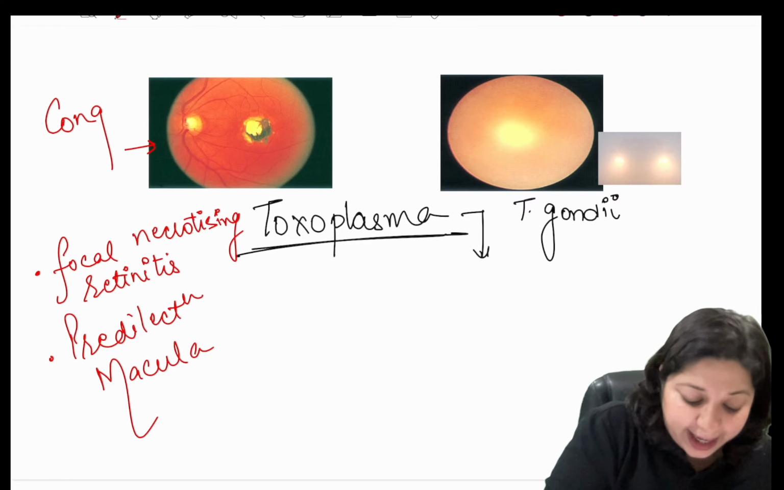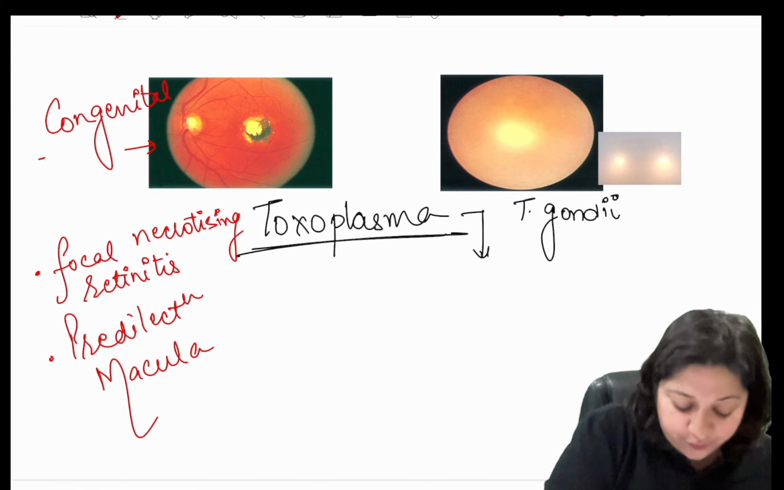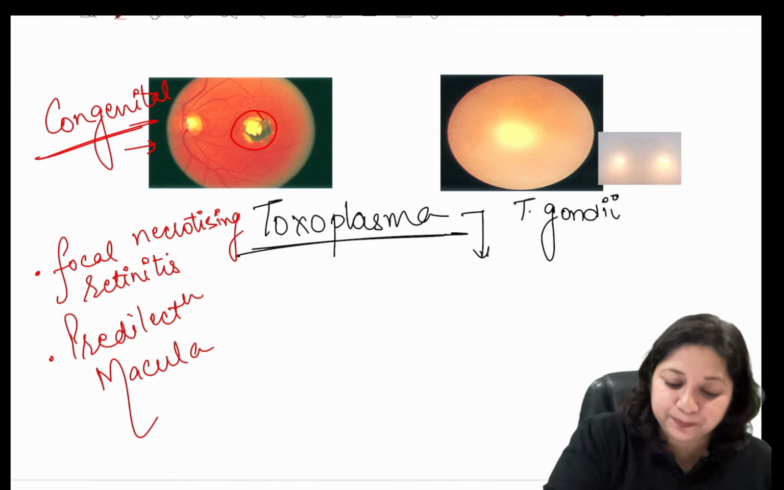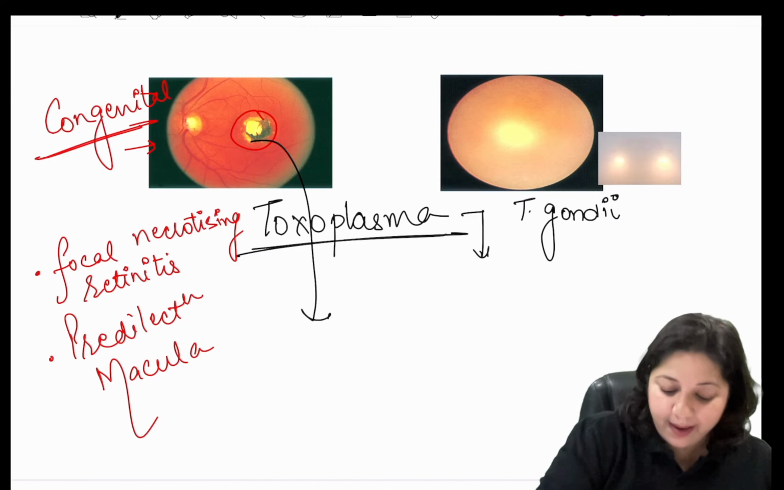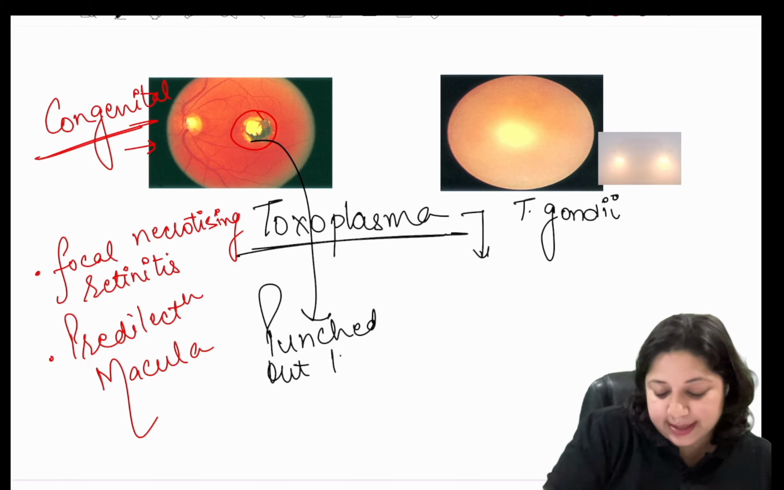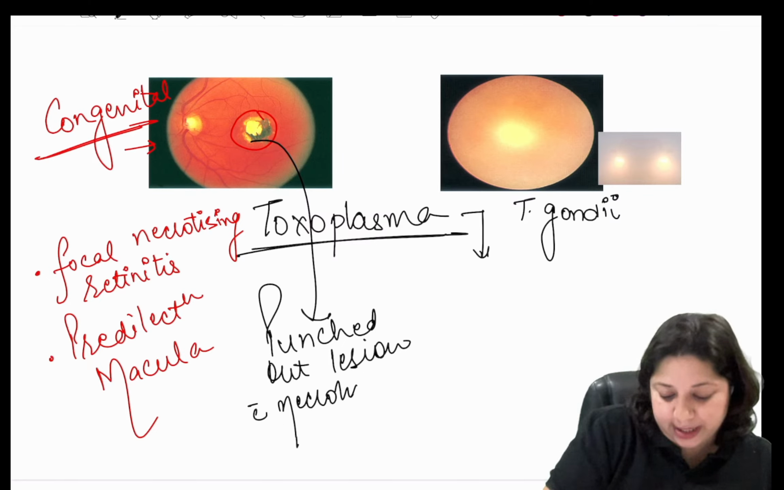So what you get is, which lesion is this? This is congenital toxo. So when we talk of congenital toxo, there is a classical punched out lesion. This is a classical punched out lesion with necrotic center.